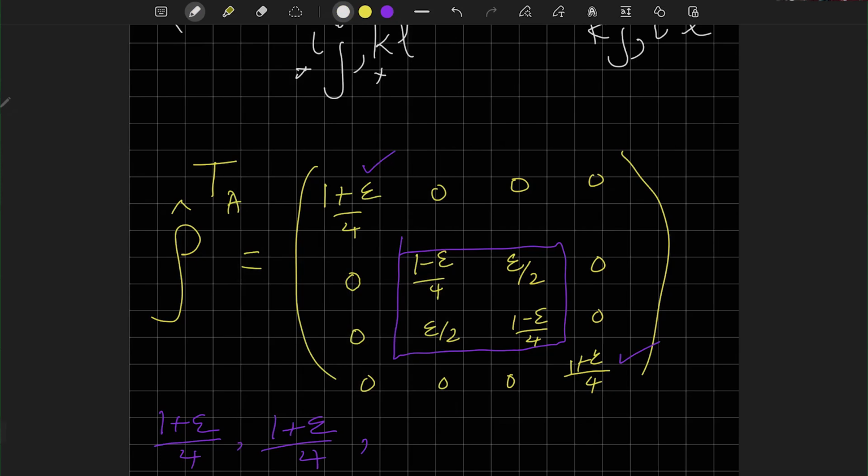I know that this is the unit operator with 1 in the diagonal. This is like a Pauli matrix X. The Pauli matrix has 2 eigenvalues. One is positive 1, the other is -1. So it's easy, I can do it by inspection. One of the eigenvalues is going to be 1 minus epsilon over 4 plus epsilon over 2, and the other is 1 minus epsilon over 4 minus epsilon over 2.